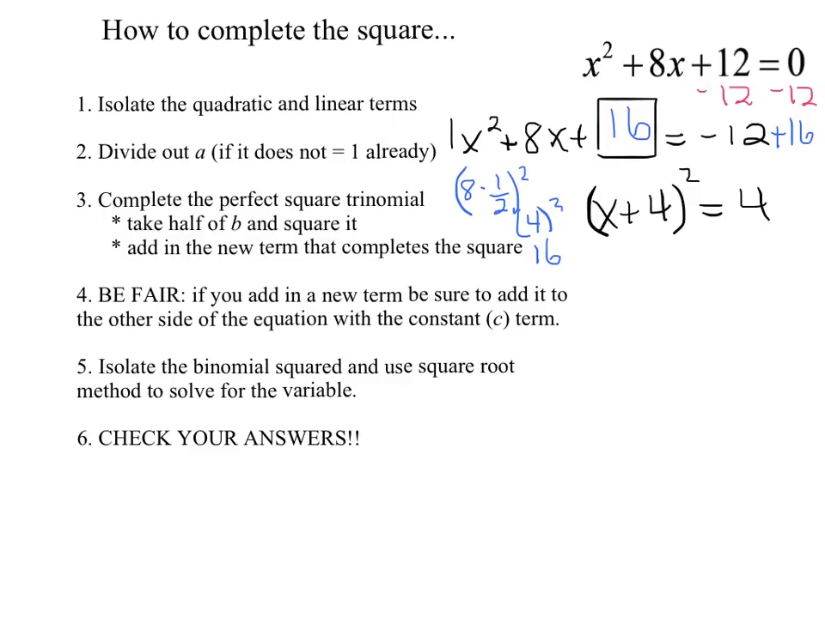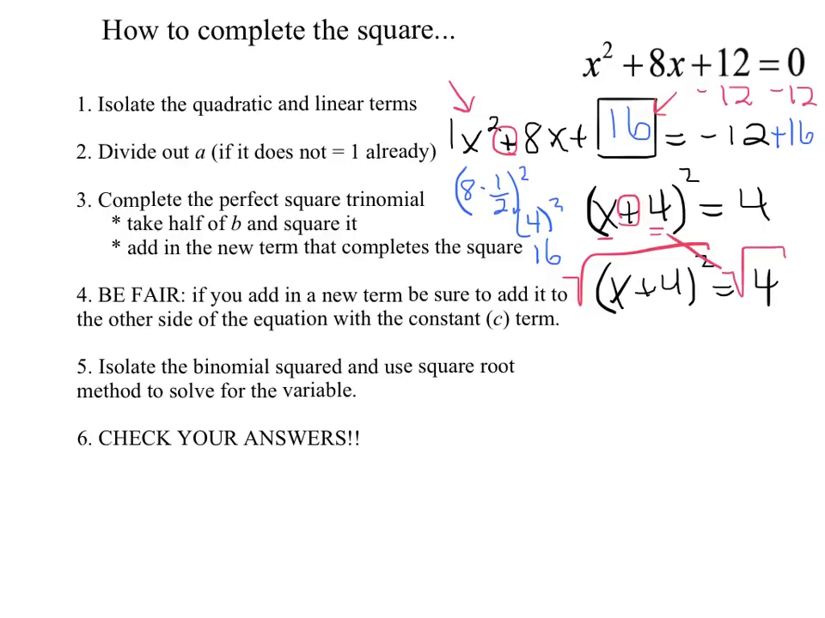We created this perfect square trinomial, x squared plus 8x plus 16, so factoring it should be very simple. Take the square root of the first term, and that goes there, and the square root of the last term, and that goes there, and then the sign is what follows the middle term. I now have the square root method set up, and I can very easily solve this binomial squared set equal to 4. I take the square root of both sides.